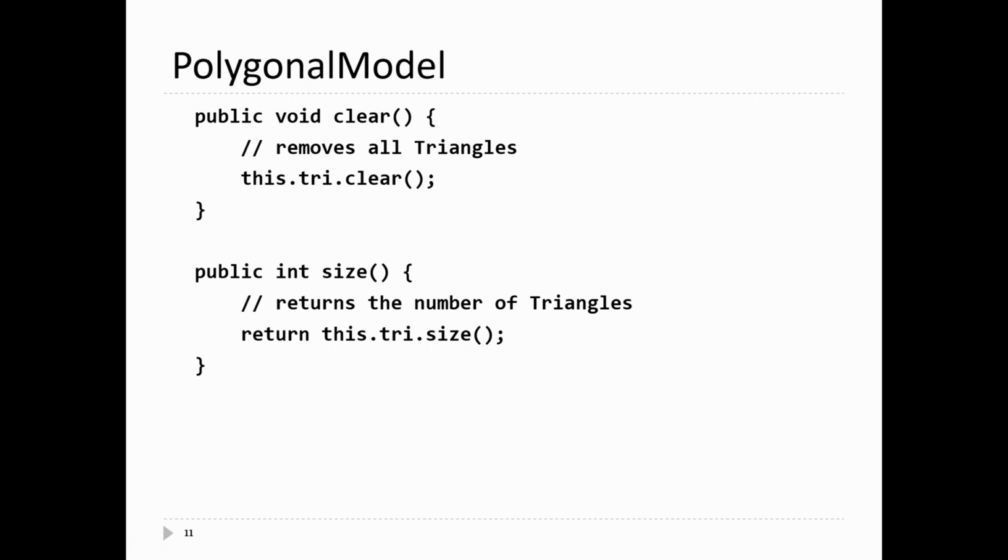The clear method removes all the triangles from the model, so it simply asks the list to clear itself. When you clear a list, the size of the list becomes 0. Size returns the number of triangles in the list, so it just asks the list for its size.